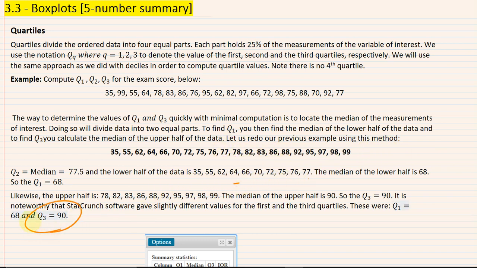And there it is. Q3 is 90. So again, to recap, we're going to find the median of the entire data, then the median of the lower half, then the median of the upper half.